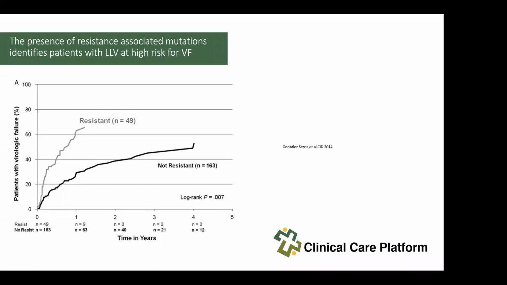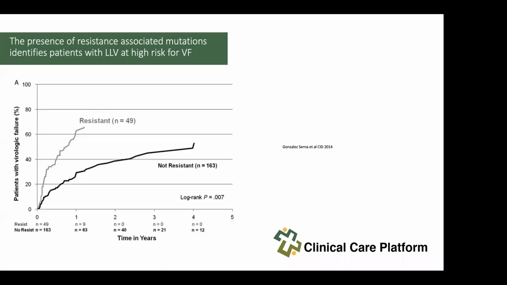But all in all, you would find that if you have 10 patients with low-level viremia, about 3 of them, about 30% of patients with low-level viremia, would have developed some mutations. This is quite important when the viral load is less than 1,000.